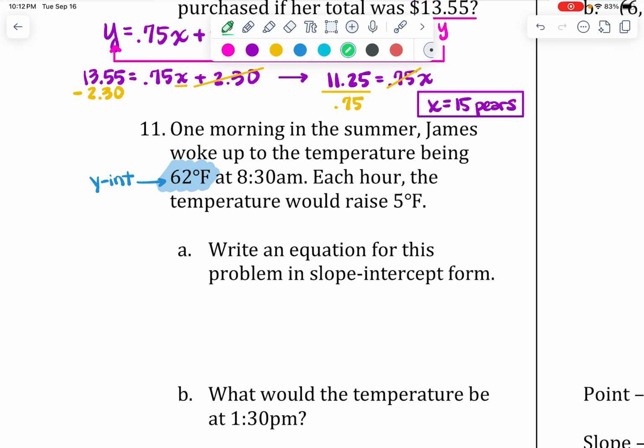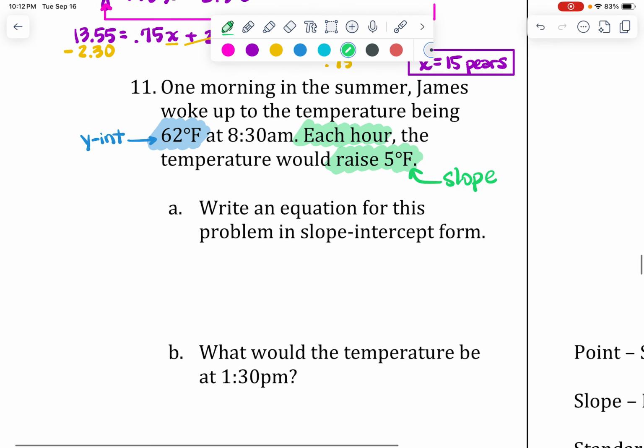And then, of course, there's that key phrase: each, every, of, per. Each hour, the temperature raises 5 degrees, so our slope is 5 degrees per hour. If we want to write that equation, y equals 5x plus 62. And I know my slope is positive because of the word raise. If it said the temperature was dropping 5 degrees, then I would make it negative.